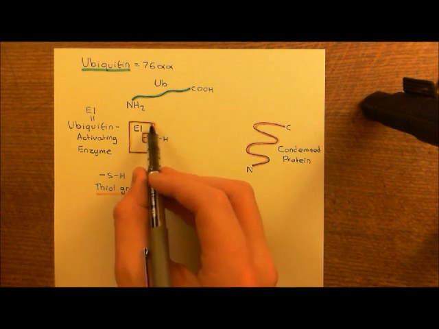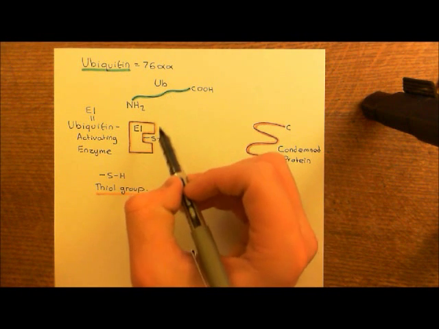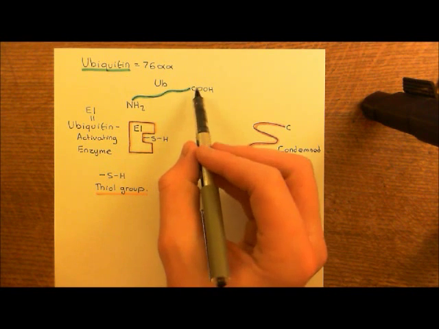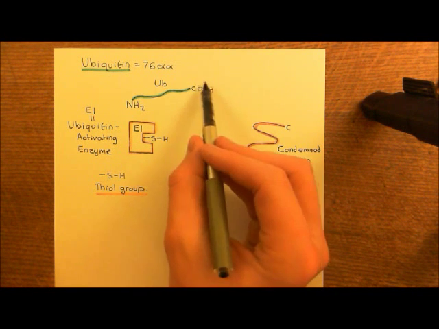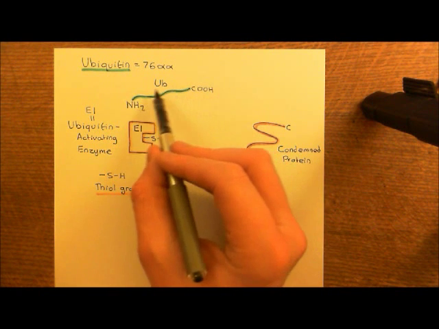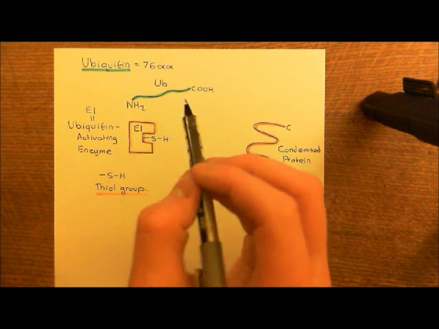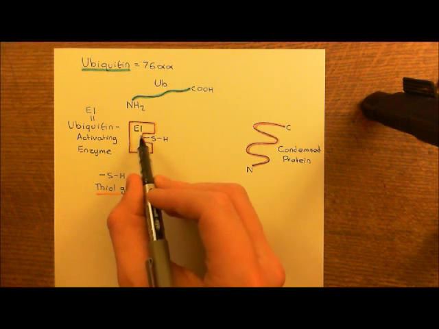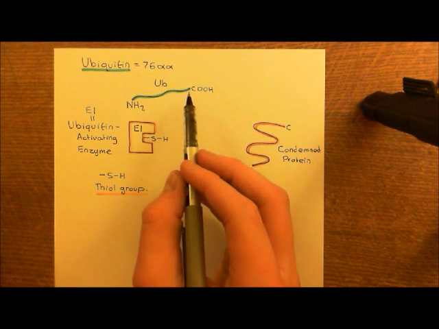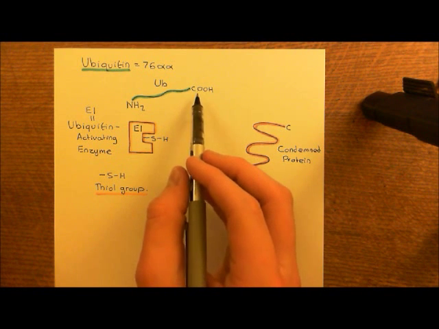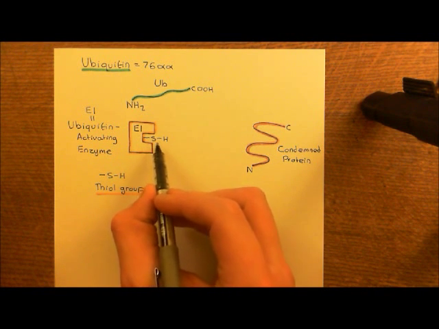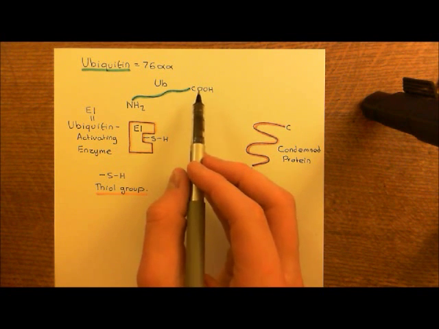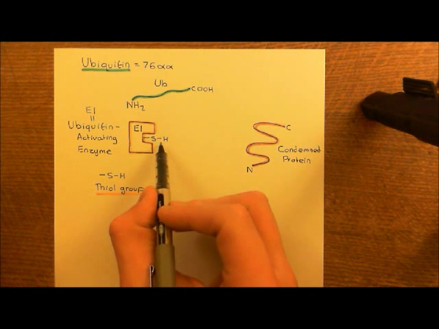Well, the way that you are going to attach the ubiquitin molecule onto the E1 ubiquitin activating enzyme is by binding the carboxylic acid group at the carboxylic acid terminus of the ubiquitin polypeptide onto the thiol group of the E1 ubiquitin activating enzyme. You're going to do this by reacting this carboxylic acid group with the thiol group, and it's going to react in a very similar way to how a carboxylic acid group would react with an alcohol group.